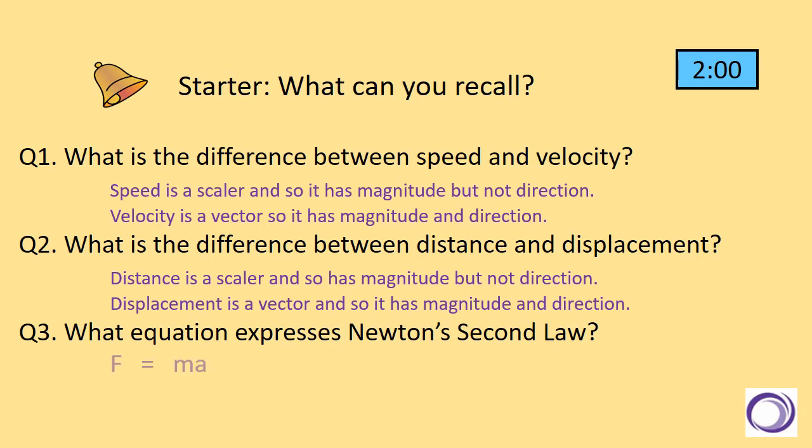Question three, Newton's second law. That's force equals mass times acceleration. Really important equation in the forces topic. But because we're going to be looking at forces of gravity on objects with a mass, and talking about an acceleration when we're explaining circular motion of an object in an orbit.